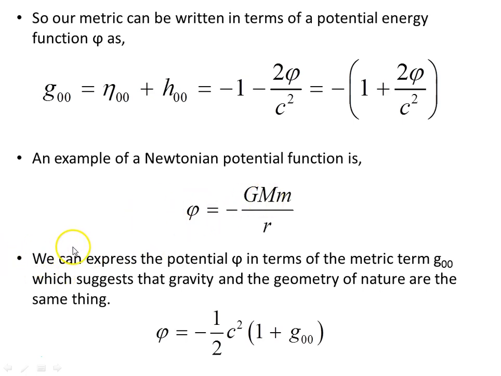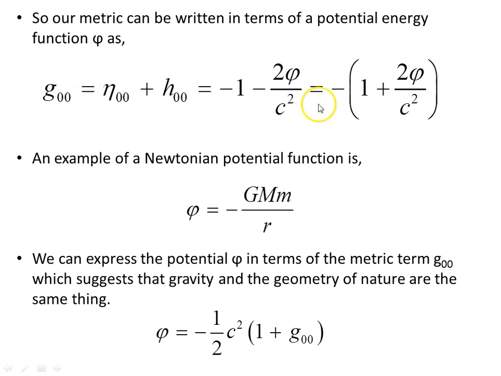Now we can express our result from the low speed weak gravitational field approximation in terms of the metric term g0, 0, which suggests that gravity and the geometry of nature are the same thing. Where gravity and geometry is the same thing, and we get phi, the potential function, equals minus a half c squared times 1 plus g0, 0, which is an interesting result. So this shows how gravity and geometry are intertwined, and this is the low speed weak gravitational field approximation.